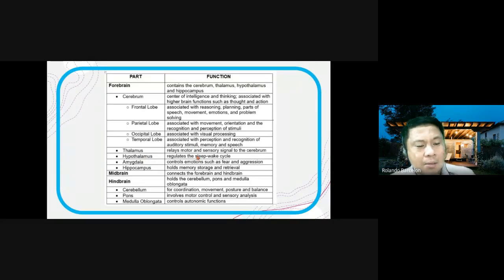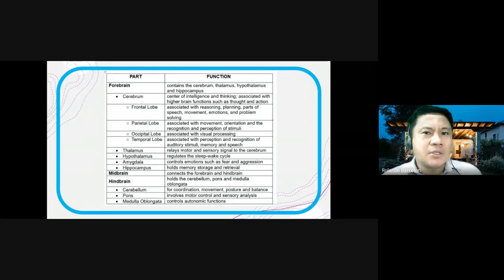The thalamus relays motor and sensory signals to the cerebrum. The hypothalamus regulates the sleep-wake cycle. These parts have many functions, but I only took one of each. There could be lots of functions and overlapping functions, since they coordinate with each other. For example, the hypothalamus controls your sleep-wake cycle, your sleeping and waking. So fix your sleeping habits. It should be regular so your brain does not get dizzy.